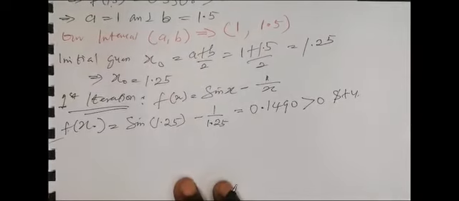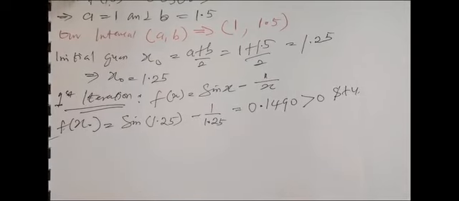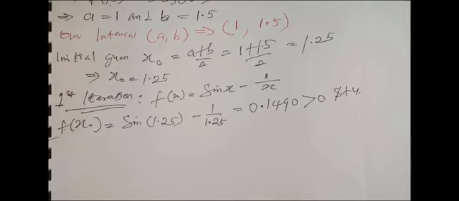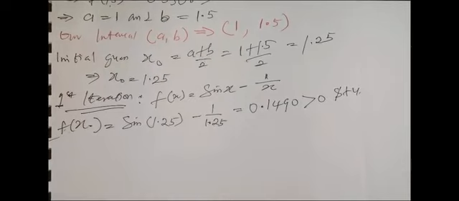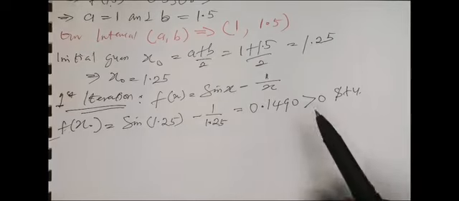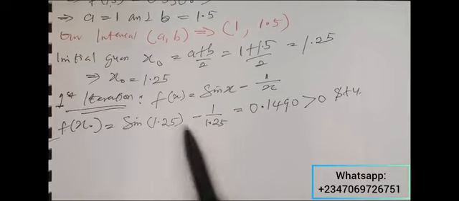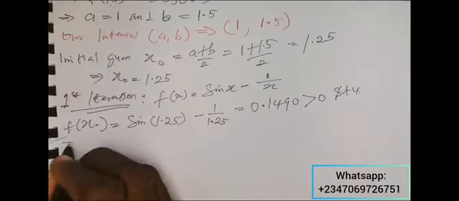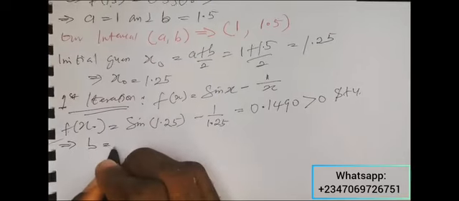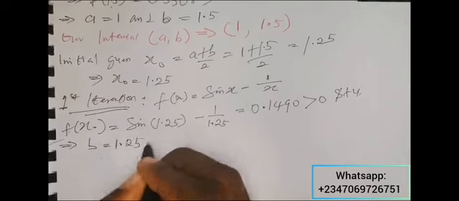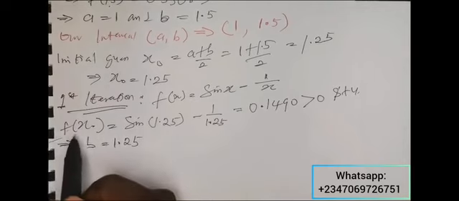It is positive. Since it is positive, and I said that a is the value of the interval that makes the function negative, whereas b is the value that makes the function positive, now we have the function positive when we plug in S0, which is 1.25, into the equation. So that simply implies that b is equal to 1.25. So b simply replaces S0.